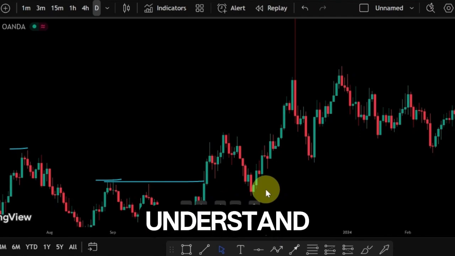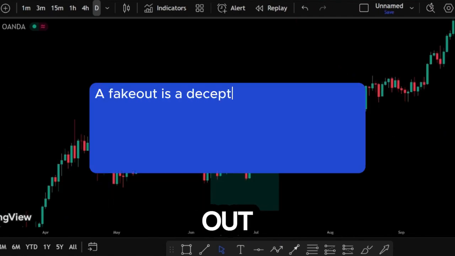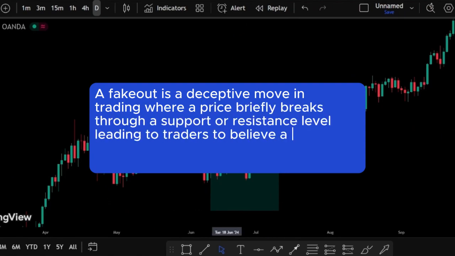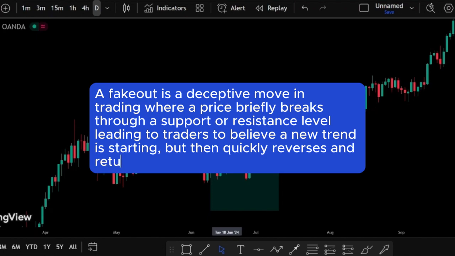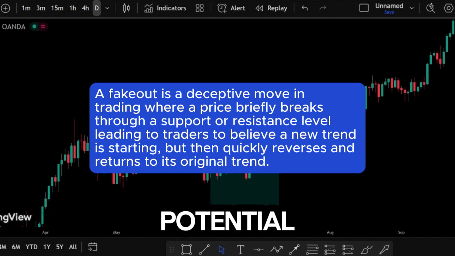So now if you understand this, let's talk about fakeouts. What is a fakeout? A fakeout is a deceptive move in trading where price briefly breaks a support or resistance level, leading traders to believe a new trend is about to start, but then quickly reverses and returns to its original trend. These false breakouts trap traders who acted on the first signal, causing them potential losses.